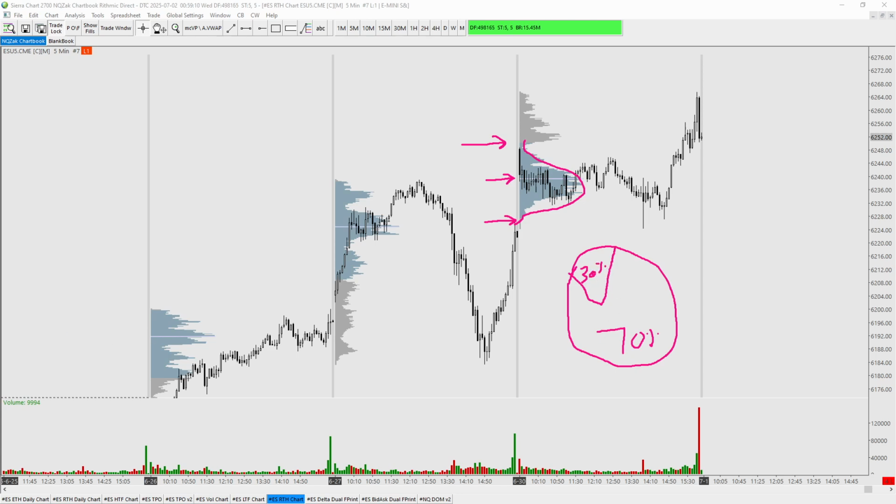Now, these are algorithmic levels, and for whatever reason, they have great reactions because I think everyone uses the same ones. So they're really helpful to plot on your chart and find good trades with.